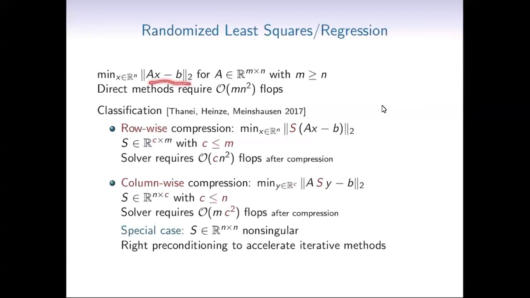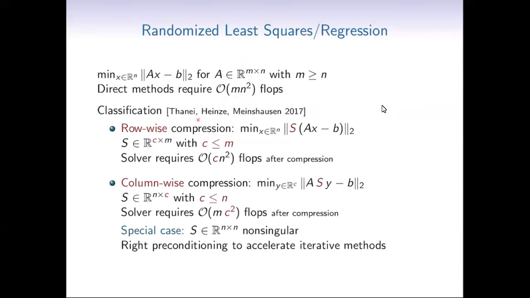Okay, so let's look at the randomized least squares regression. So here's our least squares problem. We have a tall and skinny matrix with linearly independent columns. A direct method on a dense matrix would require m n squared operations. So linear in the large dimension, quadratic in the small dimension.